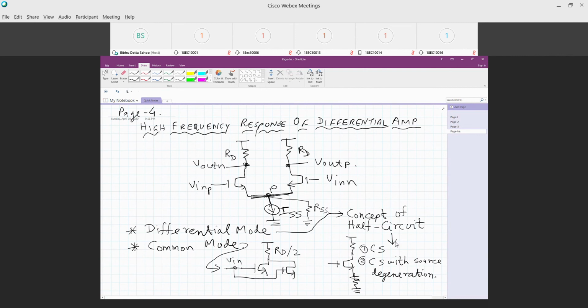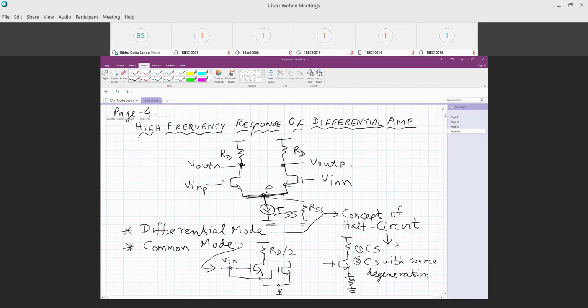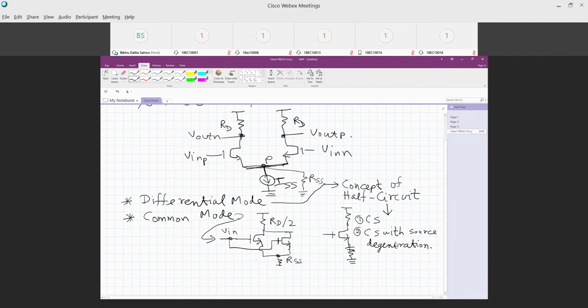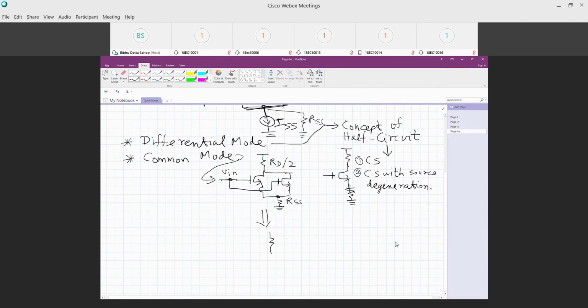Because common mode means both inputs are moving up and down together, and then there will be RSS over here. So again, the common mode equivalent circuit also boils down to, if I redraw it, a circuit which has RD by 2 as the load resistance, and the GM of this is twice the GM of each device, so it will become twice GM, and this will be a source degeneration. Source degeneration resistance is RSS.